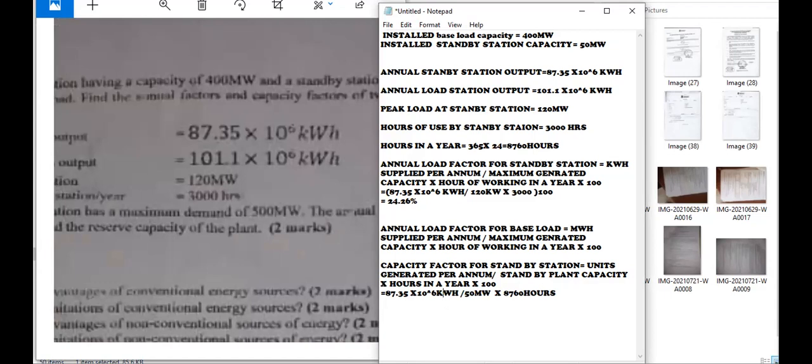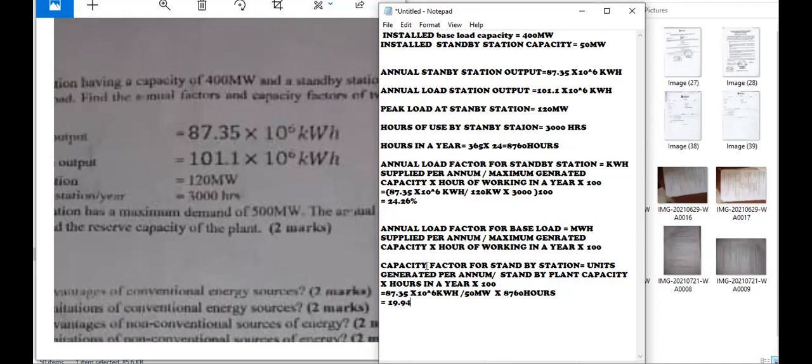Okay, times 10 raised to the power 3, then divided by 50 times 10 raised to the power 6, times 8760, multiplied by 100. Okay, my answer is 19.94. That's what I have here. So the answer is 19.94.